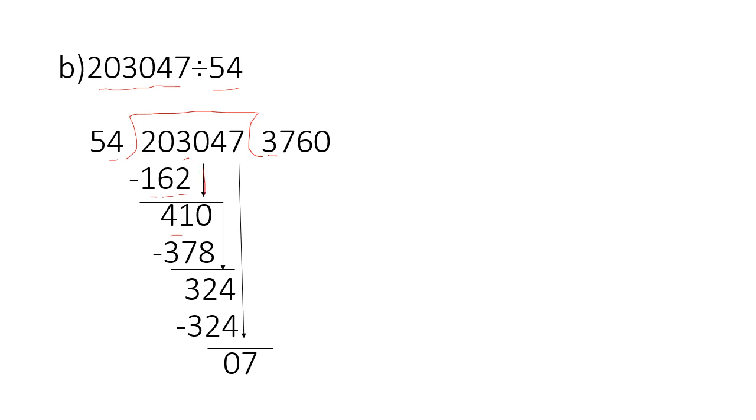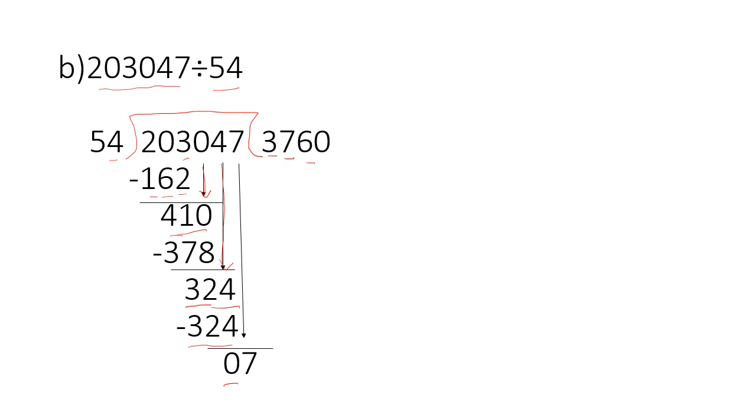Now you have to take the next number 0. So the number becomes 410. 54 times 7 is 378. When you subtract both the numbers, you get the difference 32. Now take the next number down, that is 4. So our number becomes 324. And 54 times 6 is 324. And after subtracting, we get the remainder 0.